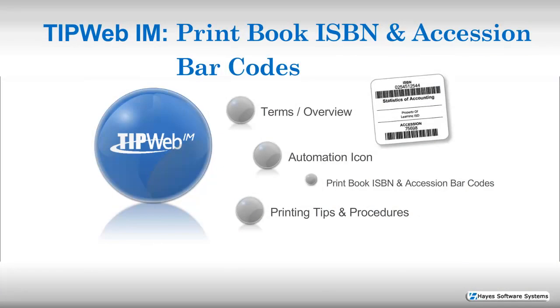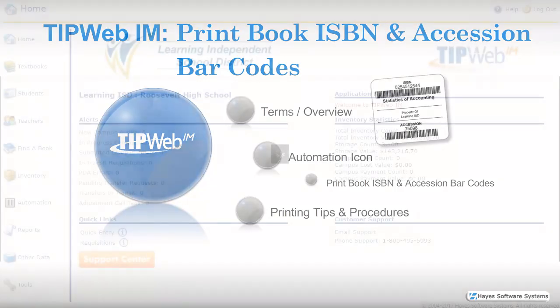Welcome to our topic, Print Book ISBN and Accession Barcodes. During this training time, I'll be giving you some terms along with an overview of the printing process, and I'll show you within the application where you can print barcodes, which is actually under the automation icon. And last, I'll give you printing tips and procedures along the way. I'm going to go ahead and share my screen and we'll get started.